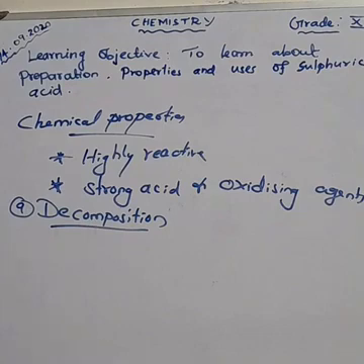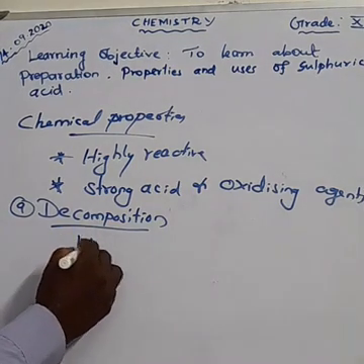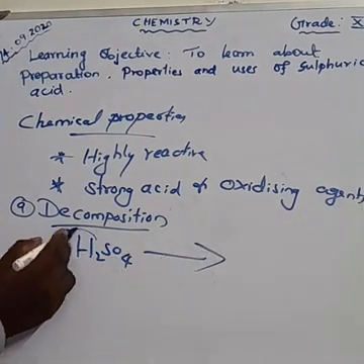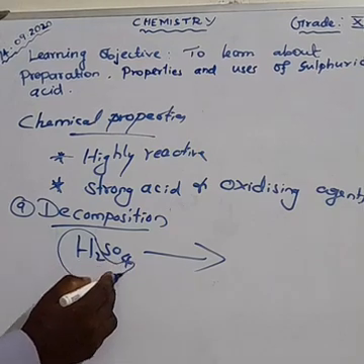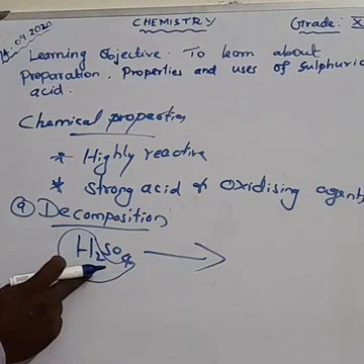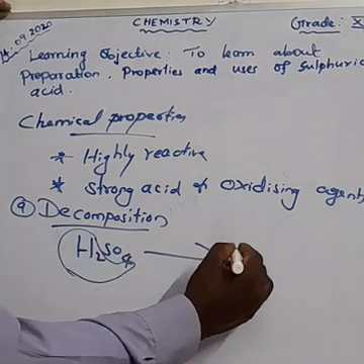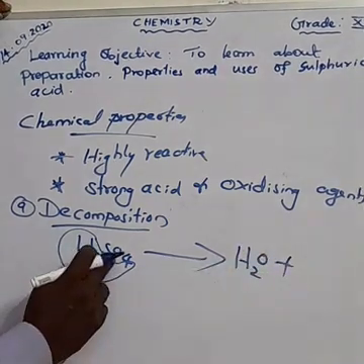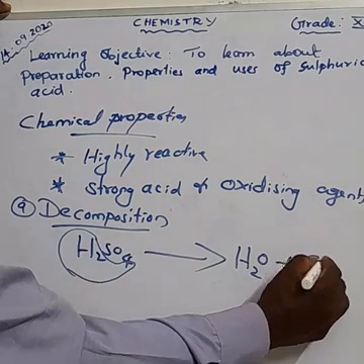Sulfuric acid is a stable compound. Am I right? It decomposes at high temperature. Can you say what the product is? This hydrogen combines with one oxygen to form water. Am I right? H2O plus. Here SO4 is converted into SO3.